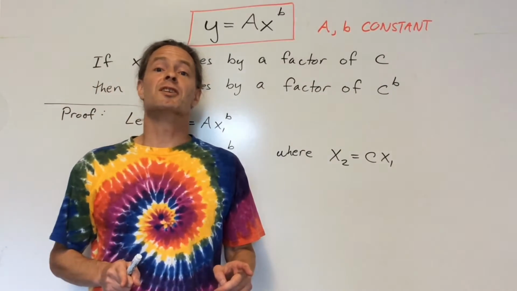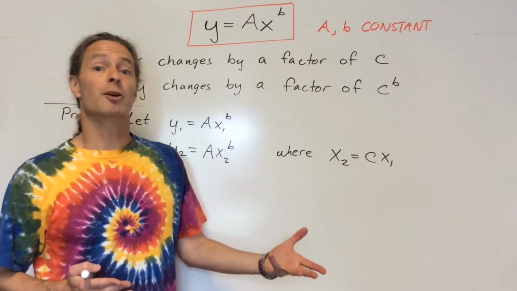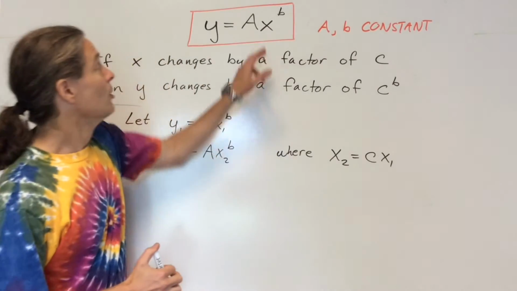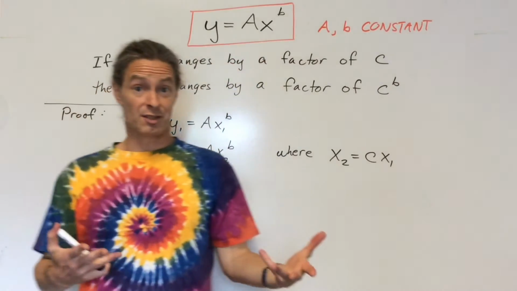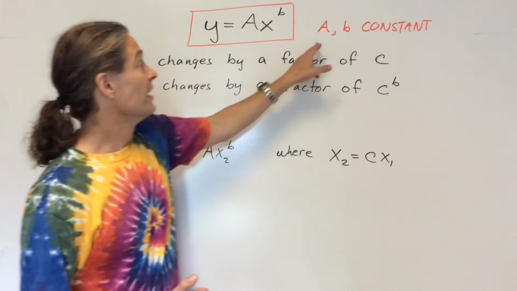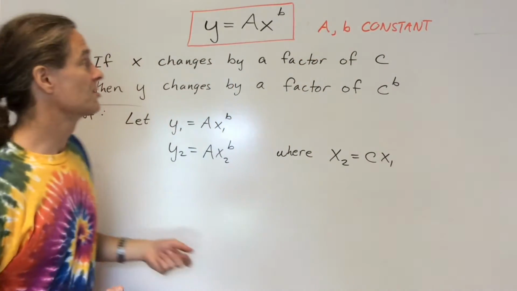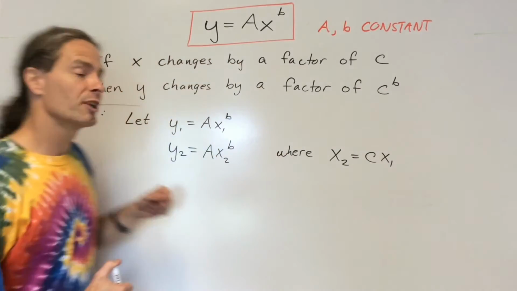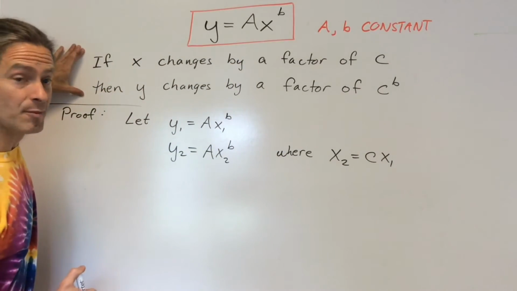There are many quantities in nature that are related by an equation of the form y equals a times x to the power of b, where x and y are the things in nature that you're interested in, and a and b happen to be constants. For equations of this form, we can prove a really powerful statement.